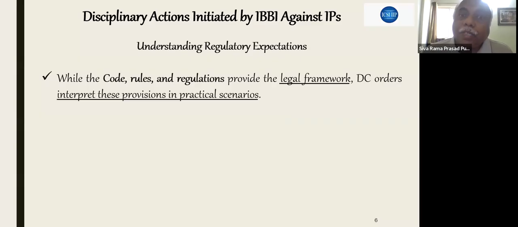Will the code, the rules and regulations provide a legal framework? Disciplinary committee orders interpret these provisions in practical scenarios also. For that purpose only the regulations are issued. What is the purpose of regulation? It is operational instruction. The code alone is not useful in a practical scenario. How to implement the IBC code in a practical scenario is through regulations and rules only. If the regulations, rules and code are not properly adopted, then the purpose will be defeated.